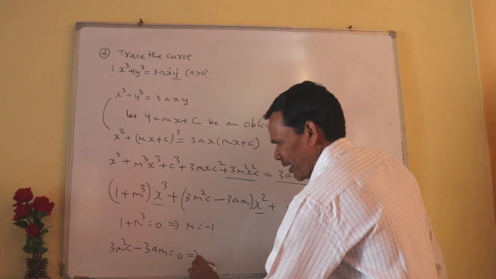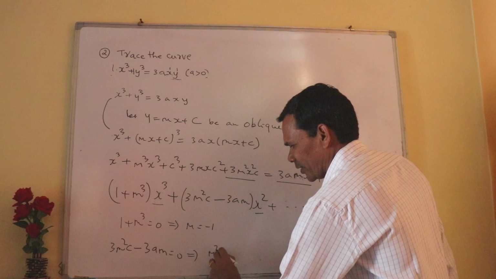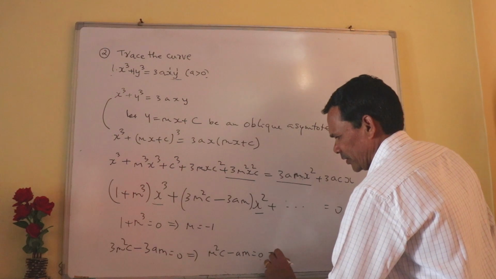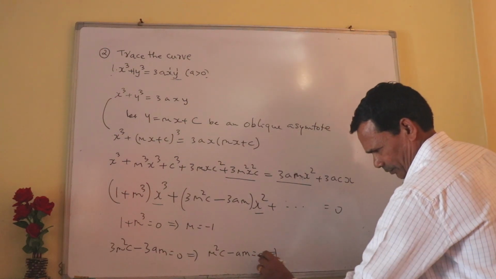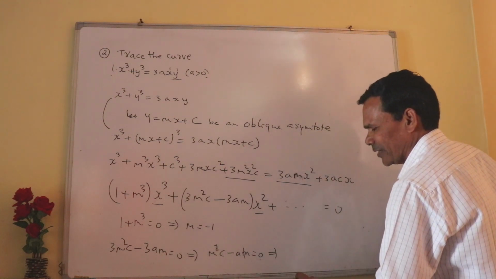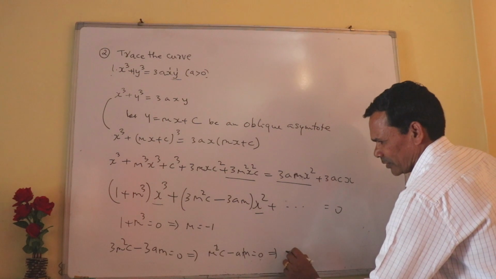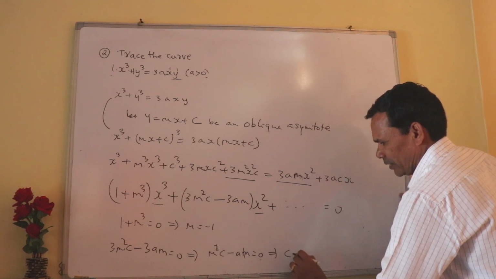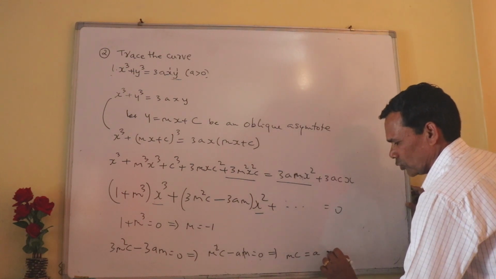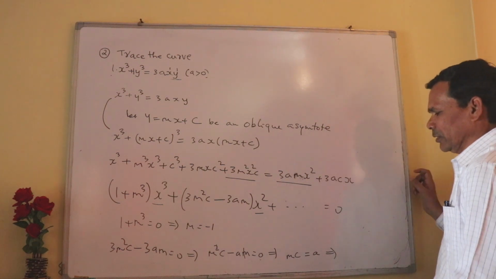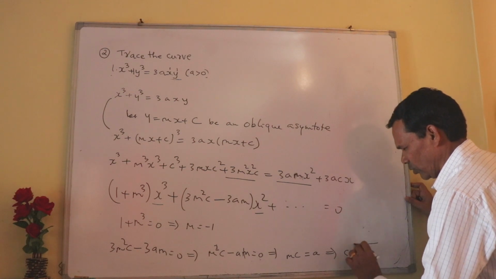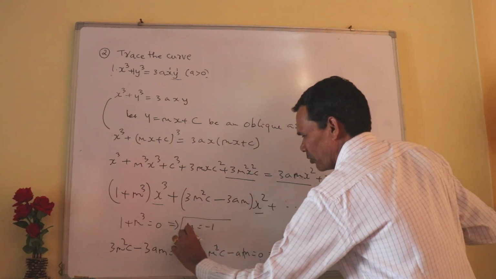So I divide this by 3. So m square c minus am is equal to 0, which implies, dividing by 3m in fact, this m also gets cancelled. So you are getting mc is equal to a. So c is equal to, m is minus 1, so c is equal to minus a. Over here you are getting the values, and m is equal to minus 1.